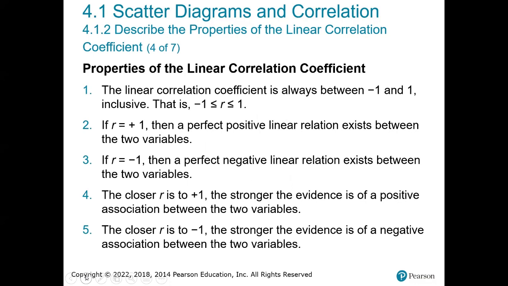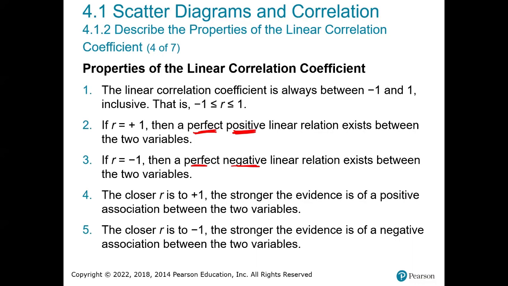I'm still talking about this correlation coefficient here. A linear correlation coefficient is always going to be between -1 and 1 inclusive. So that means it can be -1, it can be +1, it can be anything in between there. Okay, if R, or the correlation coefficient, is exactly +1, we have a perfect positive linear relationship. Okay, 2 terms there, strength and direction. If R is -1, we have a perfect negative linear relationship.